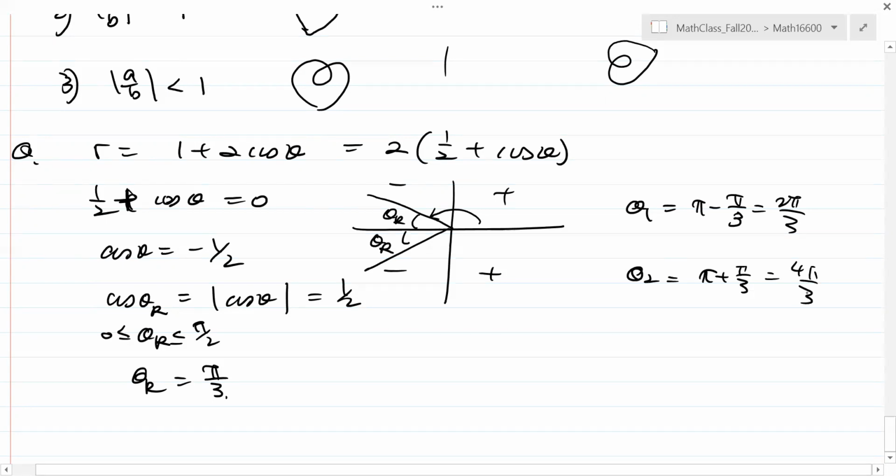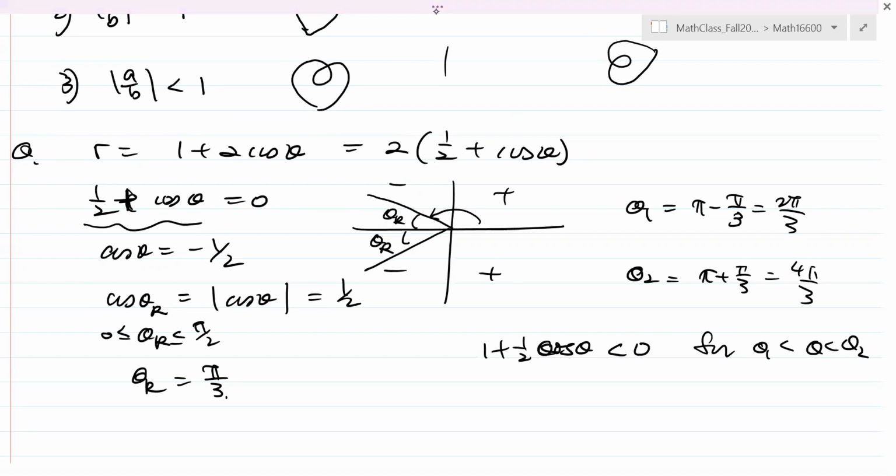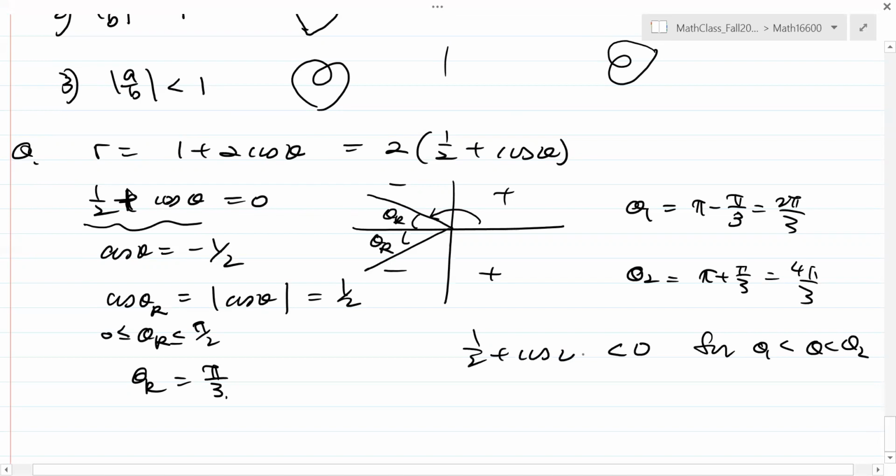So when 1/2 plus cosine theta is negative, it is when theta is between those two angles, theta 1 and theta 2. Think about when theta equals pi. Clearly when cosine theta equals negative 1, it's negative, right? So you determine the domain of theta for which the function is negative.